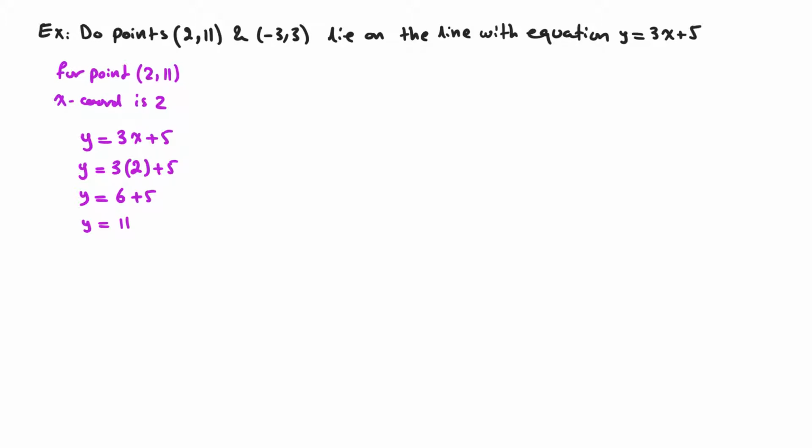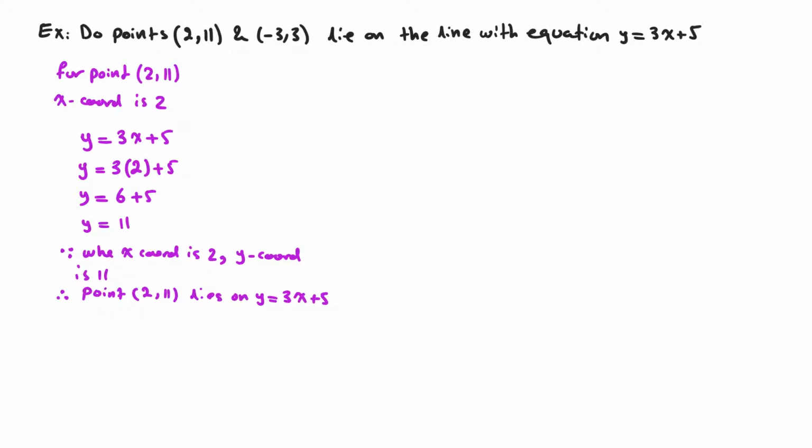So since when the x coordinate is 2, the y coordinate is 11, therefore point (2, 11) lies on y is equal to 3x plus 5.